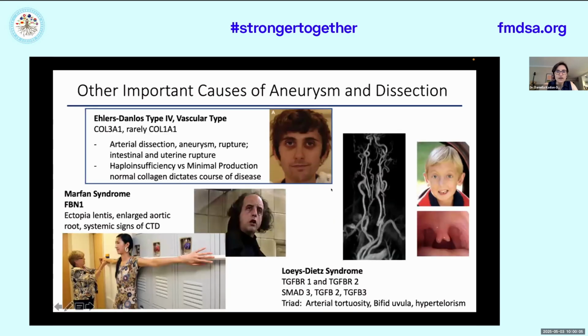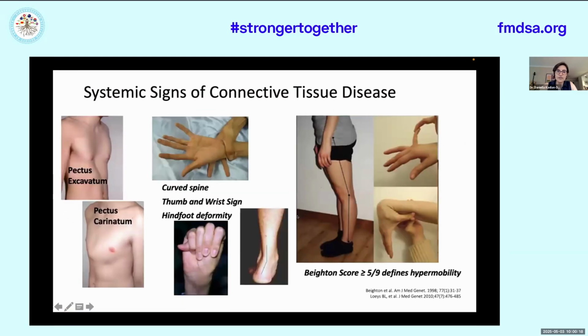Now, there are other causes of aneurysm and dissection, as I mentioned, genetic causes. You may hear more about this later. Those causes have some very characteristic features that you can pick out on imaging or appearance and physical exam. There are some things we can do on physical exam to try to probe for these findings. And in some cases, we will do that.